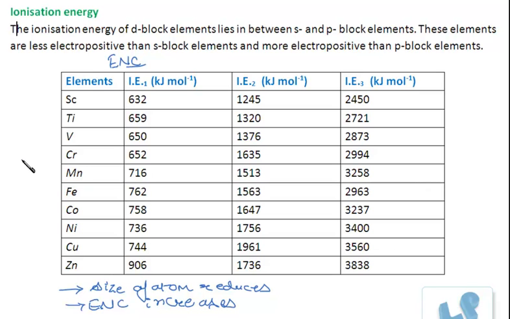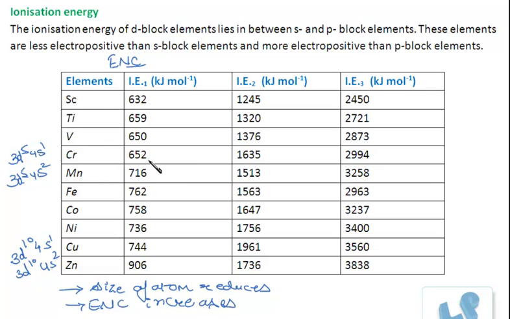See, chromium, the configuration is 3d5 4s1. And for manganese, it is 3d5 4s2. For copper, the configuration is 3d10 4s1. And for zinc, the configuration is 3d10 4s2. Now you can see the variation in the ionization energy.